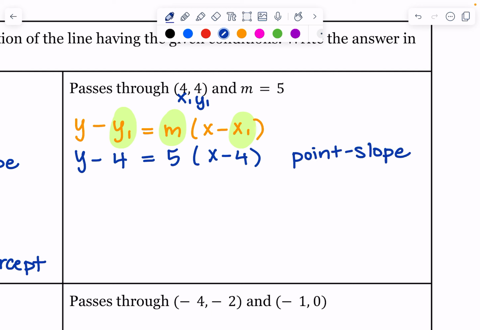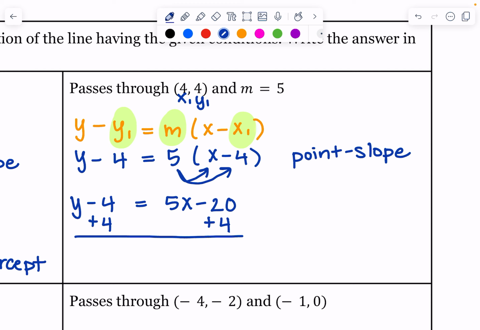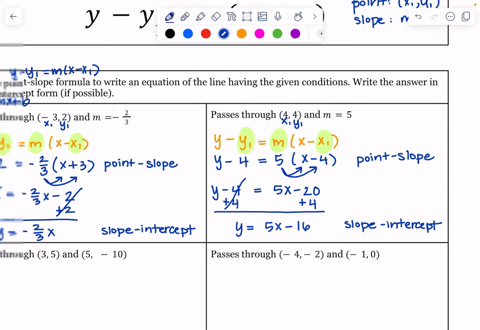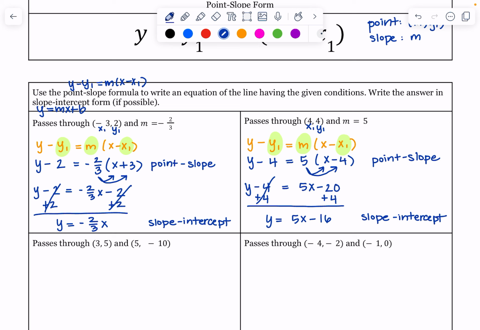I do want slope intercept, so I'm going to distribute this 5, and I'm going to have y minus 4 is equal to 5x minus 20. I need to add this 4. When I do that, I'm left with y equals 5x, and then -20 plus 4 would be minus 16. And there I have my slope intercept. Okay, these next two are a little bit tougher, just because you have more room for error, not because it's harder math or anything.